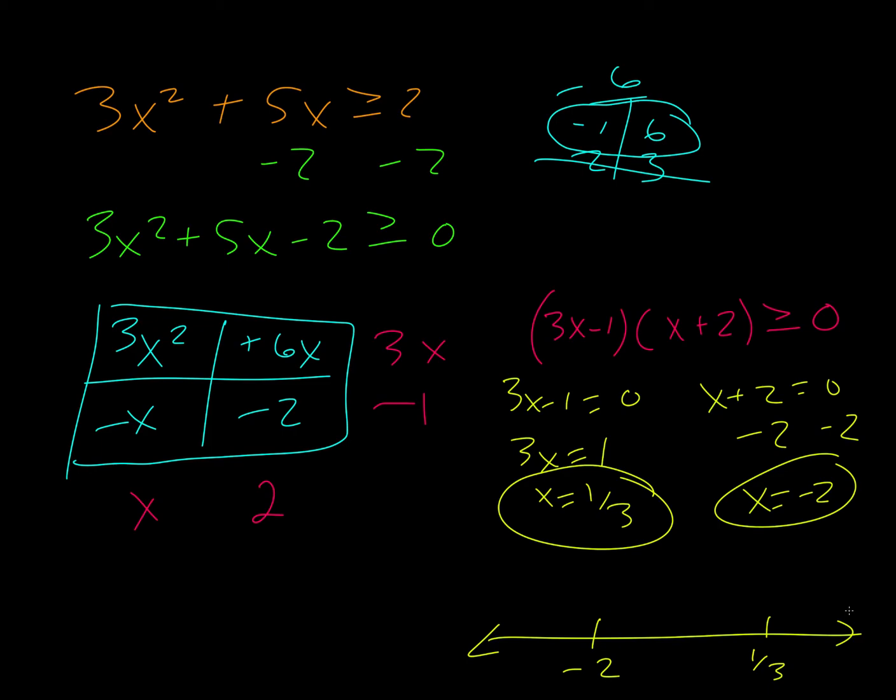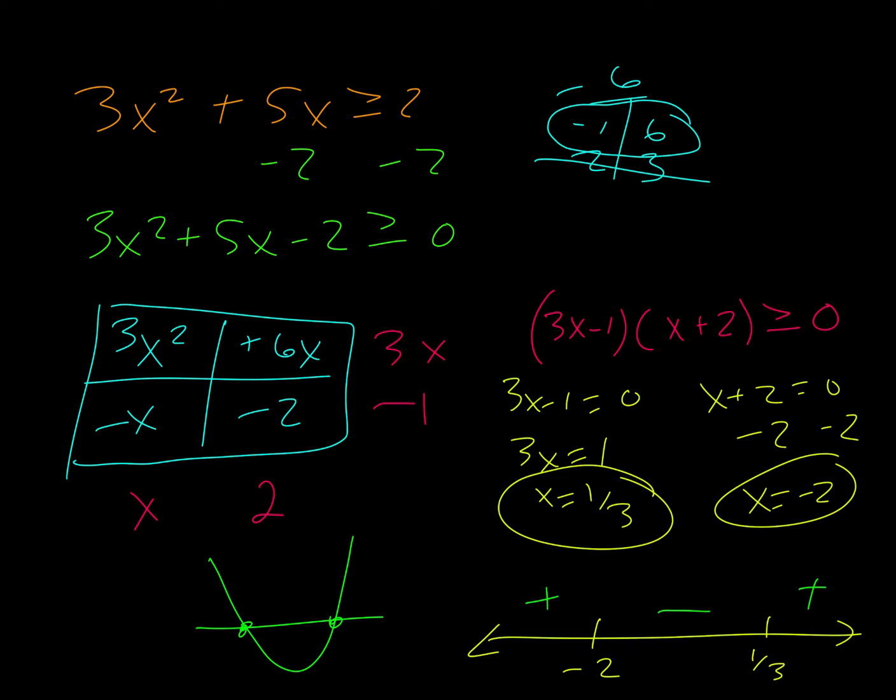Now, to test this, it is going to be a positive parabola. So it's like this. So it crosses. And so this is going to be negative. This is going to be positive. This is going to be positive. So that's what our sign diagram looks like.